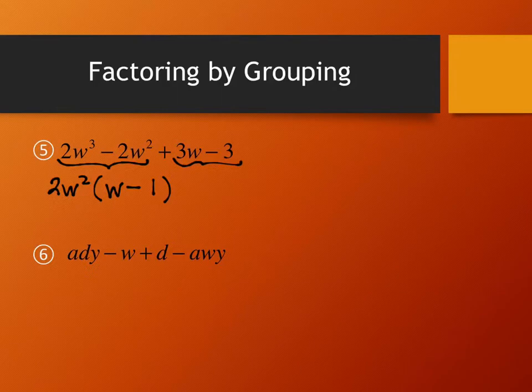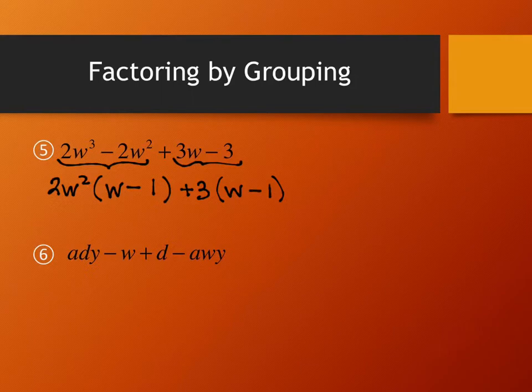When you divide something by itself, it's 1. So you're always going to have something left there. It's never going to be 0. We're going to do the same thing with the second grouping. 3w minus 3. What do they have in common? 3. A 3. And it's a positive, so I'm going to write positive 3. And we're going to do the same thing. 3w divided by 3 is w. And negative 3 divided by 3 is negative 1.